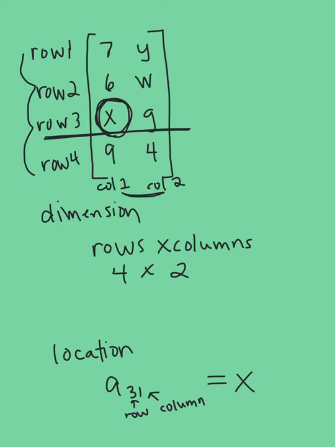Think of it like any graph that you have to read, like A12. You did those maps when you were a kid that you had to find locations like that. But the first one's the row, the second one is the column.